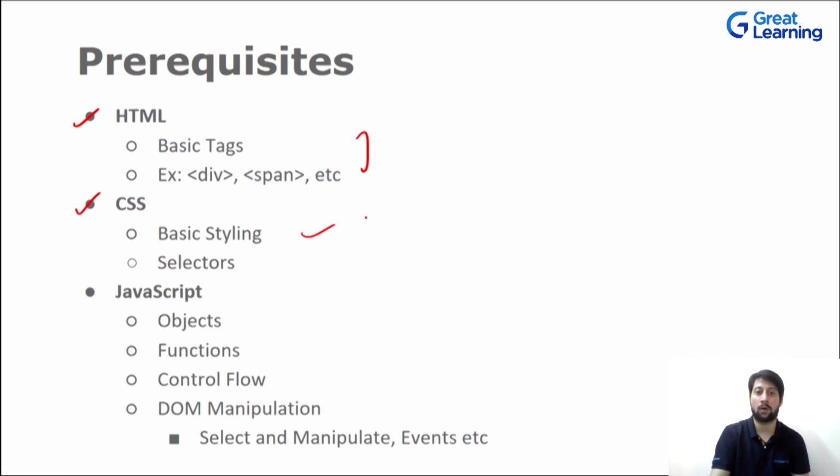Then CSS, cascading style sheets, basic styling. You should be able to understand how you can apply those styling. What are the different selectors: class, ID, and element. Then you should be able to understand JavaScript, how you create objects with the help of object literals, as well as with the help of the new keyword, functions, declarations, expressions, and arrow functions. Control flow statements, if, else if, all these basic control flow statements. DOM manipulation, how you can select the HTML element or HTML object and then manipulate it, and basic events.